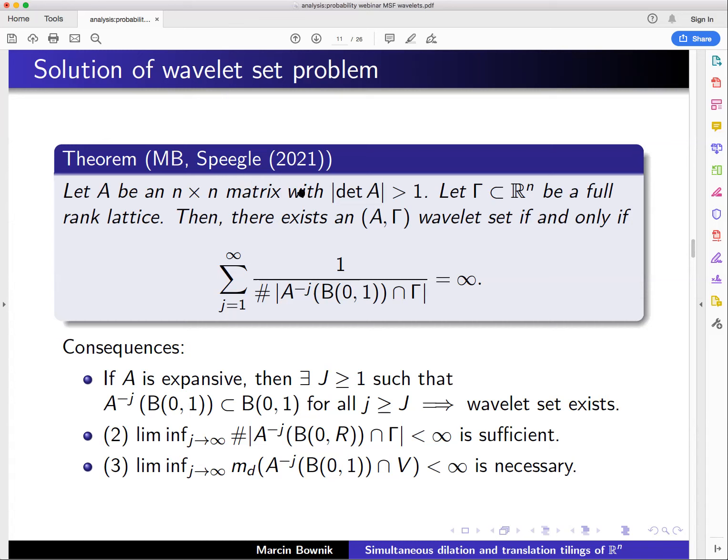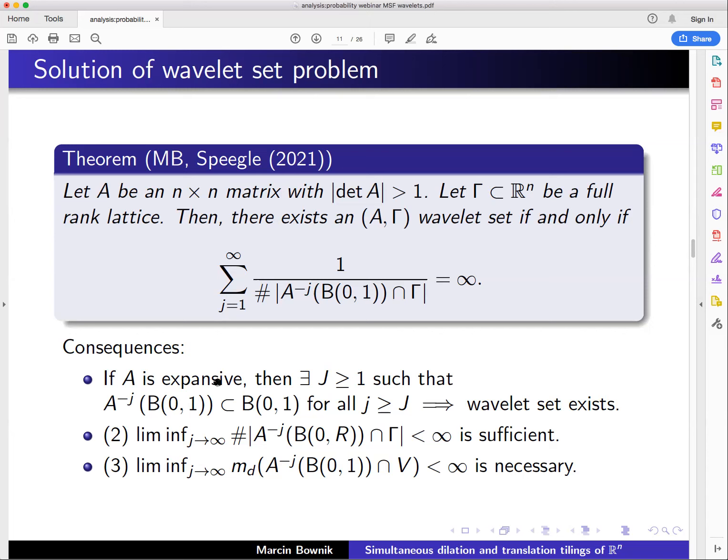So when you have a matrix with determinant bigger than 1 and a full rank lattice, there exists a wavelet set if and only if, okay, you look at the number of lattice points of negative dilates of a ball, but you put them in the denominator, so it's 1 over that. So that series must be divergent, right? And that's a characterization.